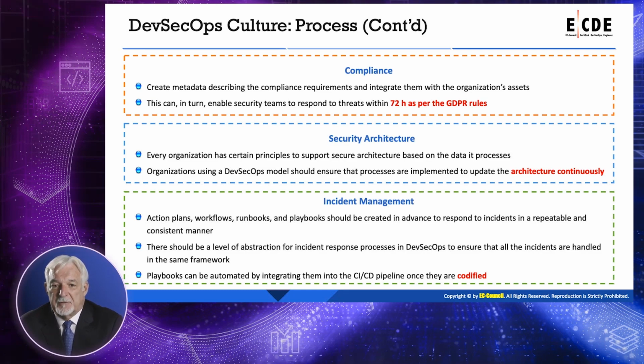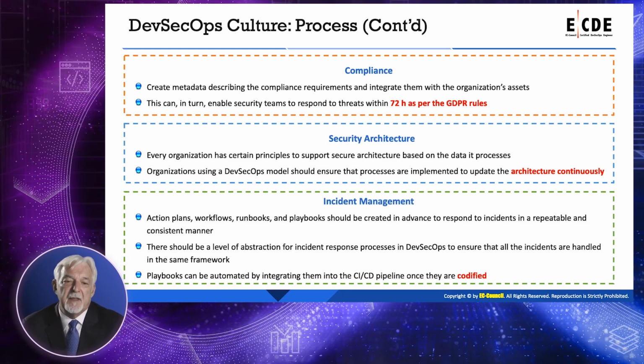Security architecture. Every organization has certain principles to support secure architecture based on the data that it processes. A lot of times we try to associate security tags or simple controls based off of the criticality of data and systems. Organizations using a DevSecOps model should ensure that the processes are implemented to update the architecture continuously.